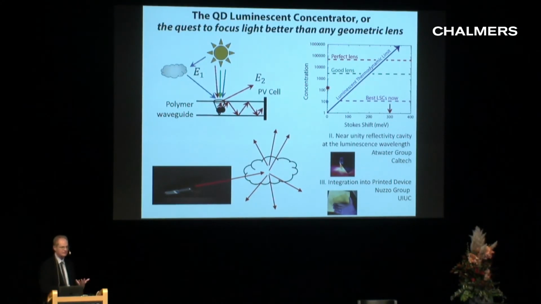But just imagine, for example, that I want to make a good lens. And what I'm going to argue to you is that the special quantum dot can focus light better than any geometric lens could ever do. In principle, better. Why? Well, you're seeing this red dot here from my laser pointer.